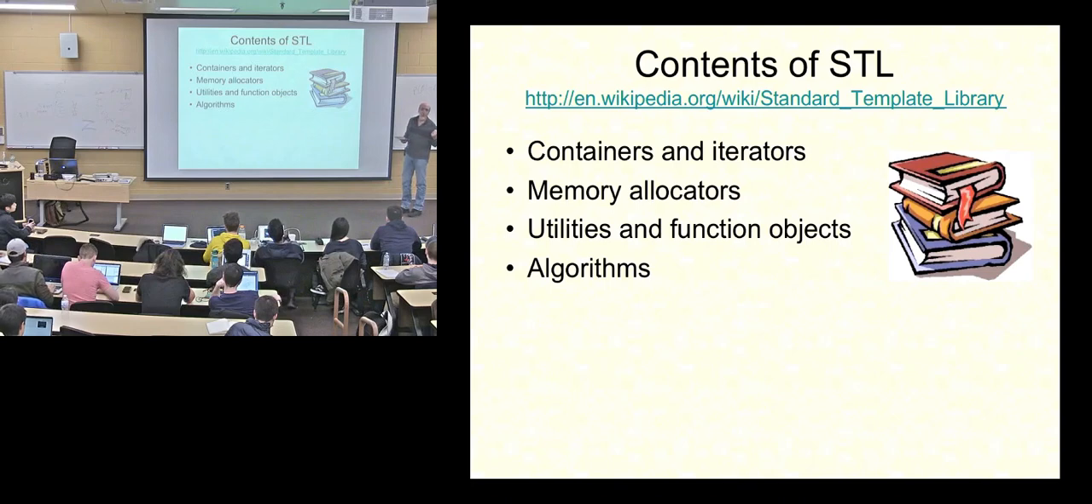Function objects, or functors, overload operator parentheses. We're going to use function objects to help us when the STL doesn't have enough to do what we want to do. Algorithms. Algorithms are bigger than utilities. Utilities are like one line of code. Algorithms are things like sort. I'd like you to sort my data, or I'd like you to find the maximum element in this container.